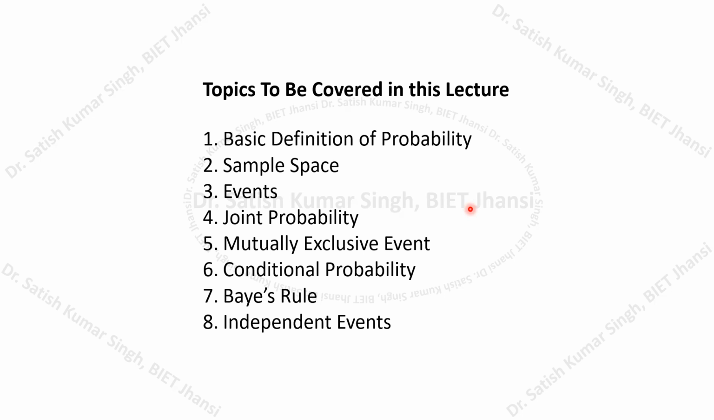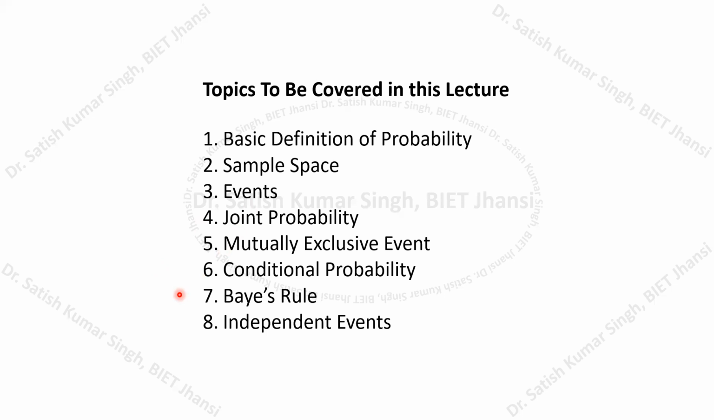And today, in this lecture, we are going to cover these topics. These topics are very much important while discussing random variables and random processes in communication systems. The topics that we are going to discuss today are the basic definition of probability, sample space, events, joint probability, mutually exclusive events, conditional probability, Bayes rule, and independent events. So let's start this discussion.